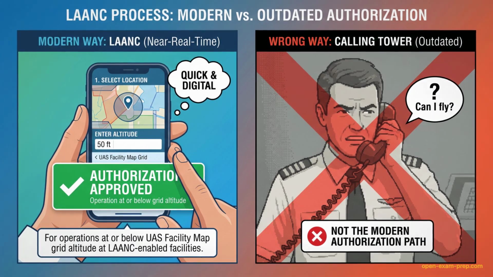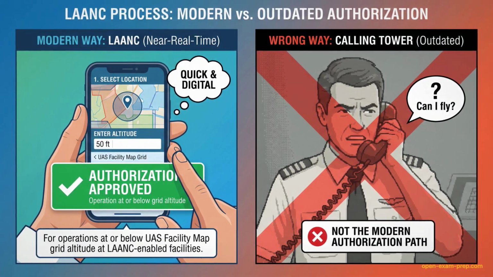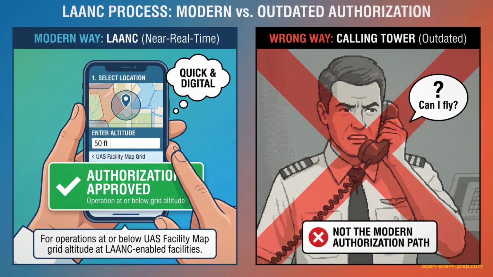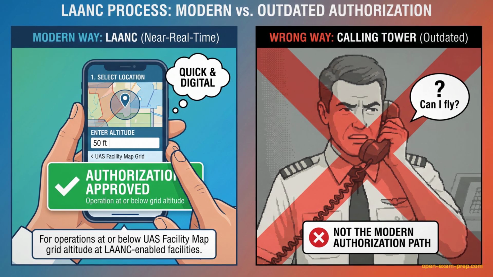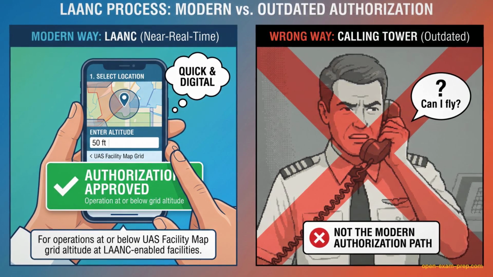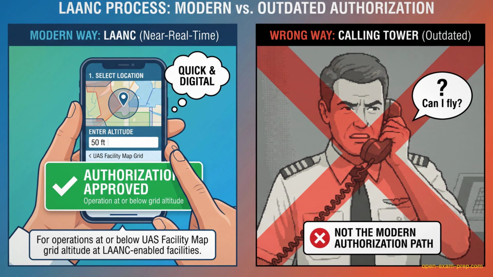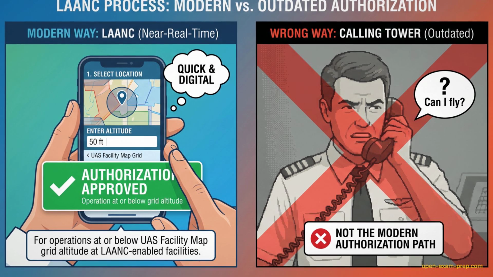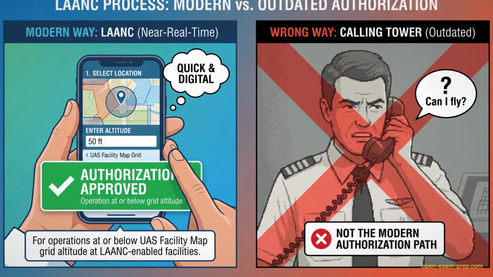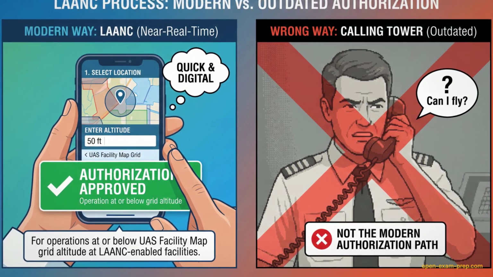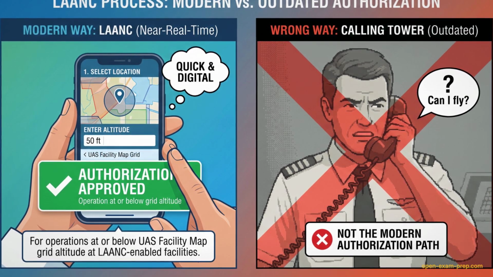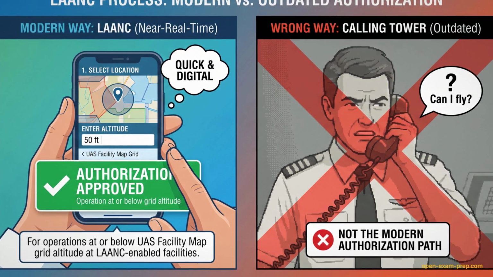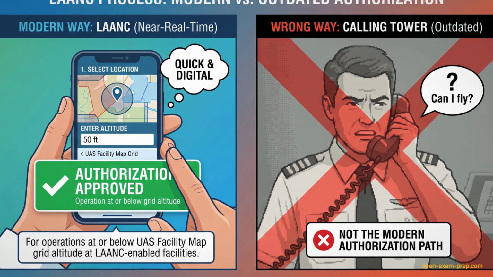LAANC, or Low Altitude Authorization and Notification Capability, is your fastest path to approval. It's an automated system that connects you to the FAA through approved service suppliers. For a flight at or below the published grid altitude on a UAS facility map, you can often receive authorization in near real time. This is the modern correct procedure. Old methods, like calling the control tower directly, are no longer the standard Part 107 process for gaining access to controlled airspace for routine operations.